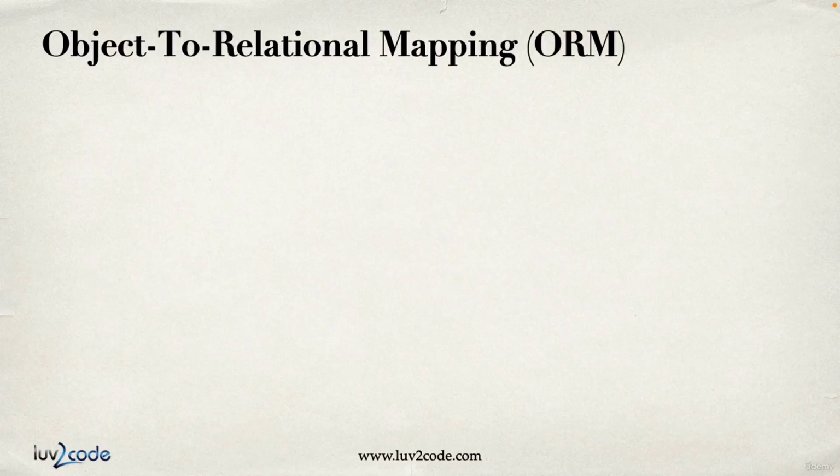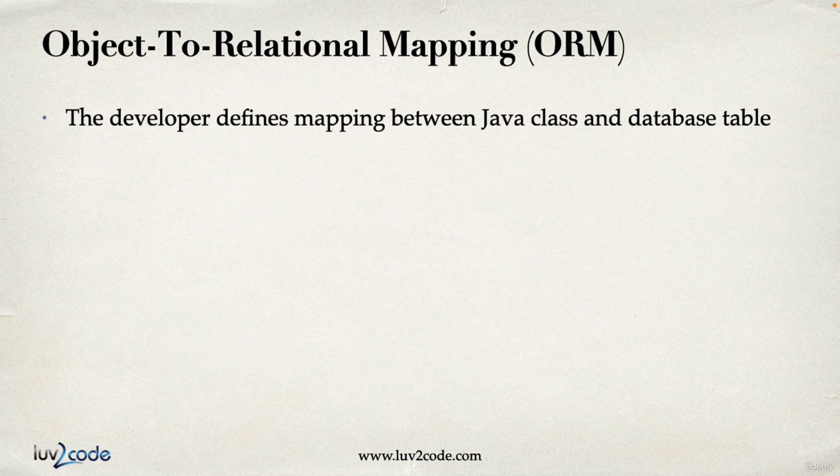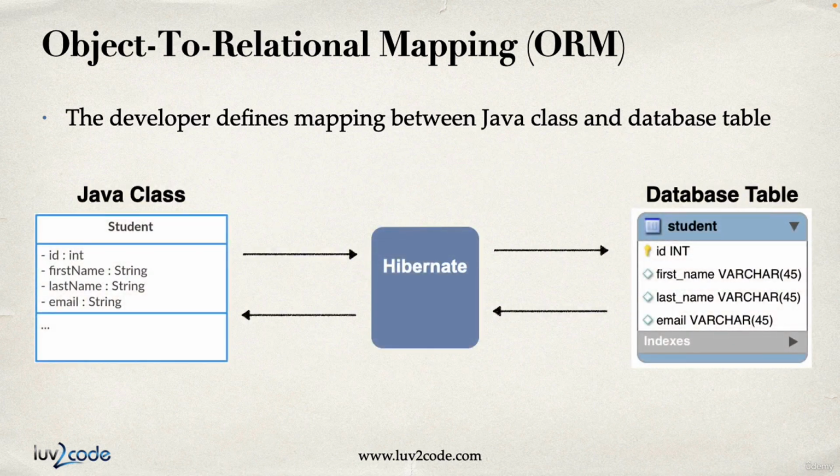Well, how does it work? Again, Hibernate provides something called the object-to-relational mapping, or you'll hear the buzzword called ORM. As a developer, all you need to do is tell Hibernate how your Java class or object maps to the data in the database. In fact, you'll map your Java class to a given database table. In this example, on the far left, we have our Java class, that's a student. It has 4 fields: ID, first name, last name, and email. And notice how the fields first name and last name are spelled using camel case.